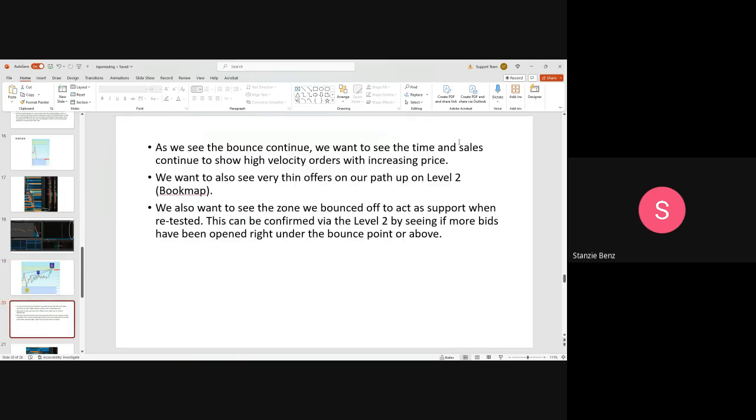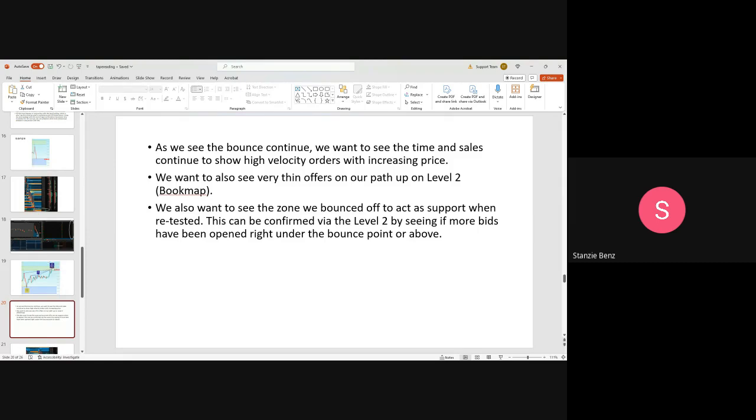As you see the bounce continue, we want to see the time and sales continue to show high velocity orders with increasing price. We want to see very thin offers on our path up on the level 2 bookmap. I pointed that out. So we want to not see a bunch of orange and red bars on top of the price, because those are areas we have to get through, and you have to watch closely if we reject those areas or not, and those can be areas you start taking partial profits. We also want to see the zone we bounce off act as support when it's retested, and this can be confirmed with the level 2 by seeing if more bids have opened up right after that bounce.